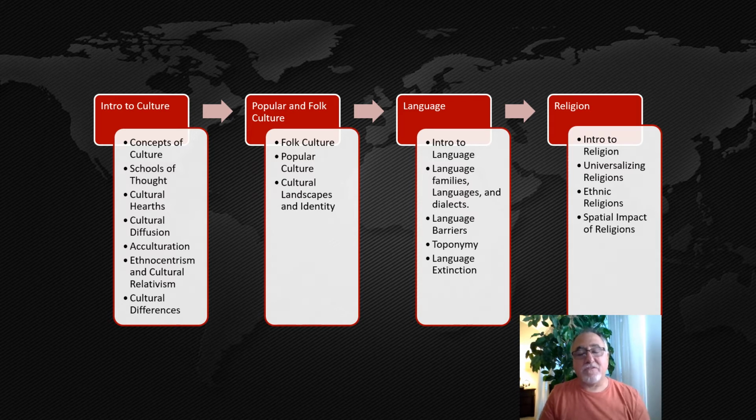Now, this unit is 3 chapters long. This unit is 3 different parts. The first part is culture itself. We'll look at what it means. We'll look at popular and folk culture. The next part of the unit is language, and then religion. And all of these tie together. All of these are byproducts of people living in one geographic location for a particular amount of time.